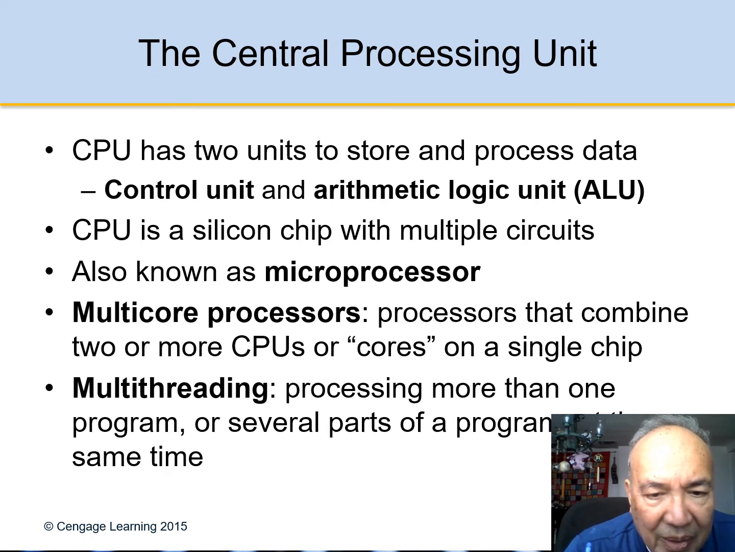Okay, so we have the central processing unit, which is part of the motherboard. It has the control unit and the ALU, the arithmetic and logic unit. The CPU is a silicon chip with multiple circuits, also known as a microprocessor. A multi-core processor combines two or more CPUs or cores in a single chip. So that's multi-core. And then multi-threading is processing more than one program, or several parts of a program, at the same time.